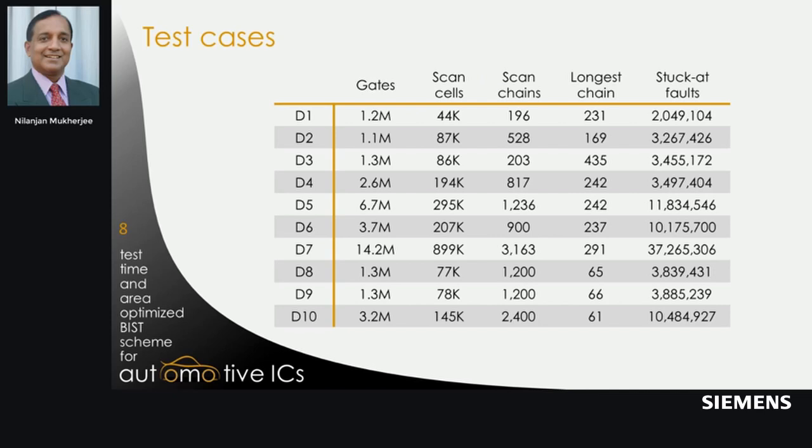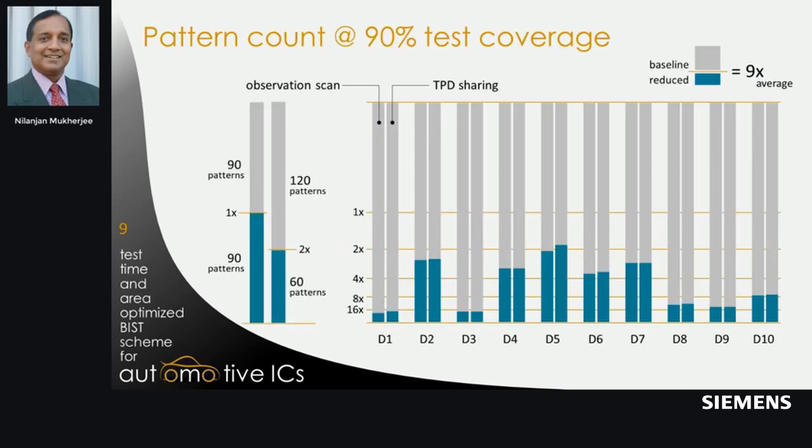Now I will show some results for 10 industrial benchmark designs, varying from 1.1 million gates to over 14 million gates. The number of scan cells, scan chains, and the length of the longest scan chain are presented in the third, fourth, and fifth columns. We collected a lot of data related to test coverage improvements and silicon area savings. But this is the most important slide, as it shows the pattern counts needed to reach 90% test coverage with and without observation scan.